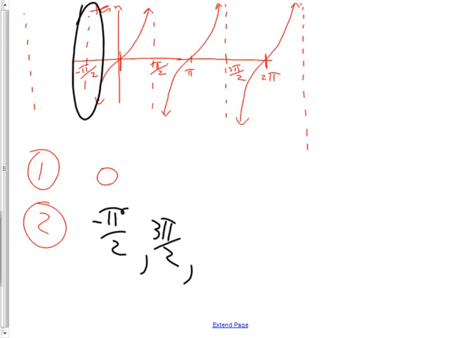Pi over 2 is one of them. Yep. Doesn't say you have to list them in order. Okay. And any other asymptotes between? Oh, negative. The negative one right here, what would that be? Negative 3 pi over 2. You know because it's exactly the same as this one, right? All right.